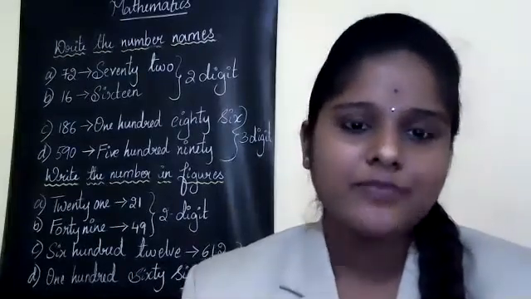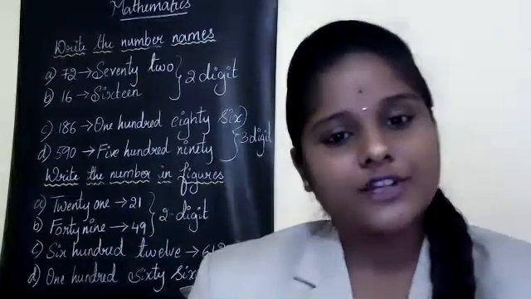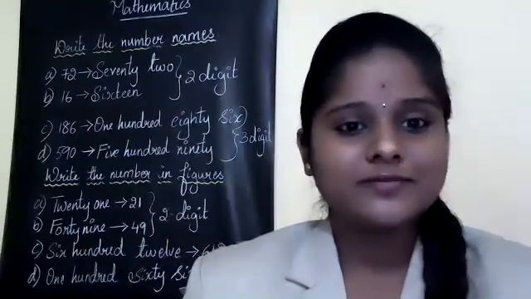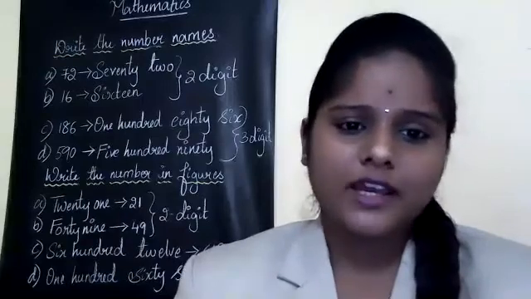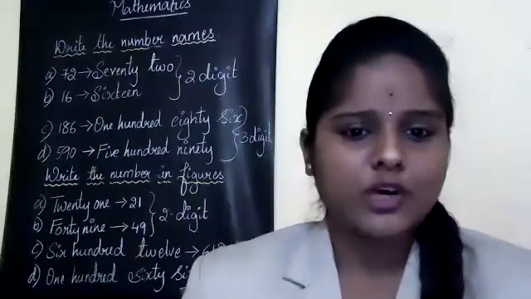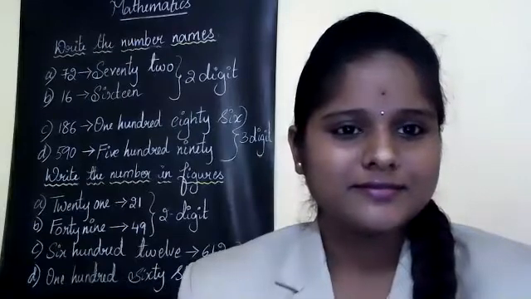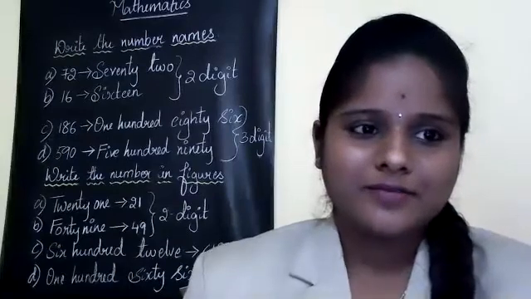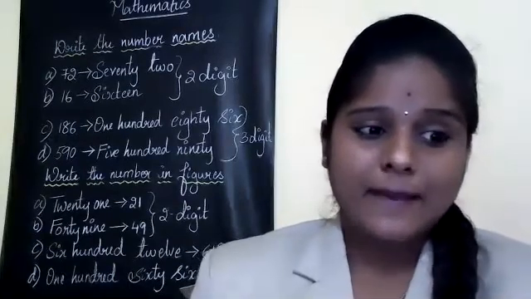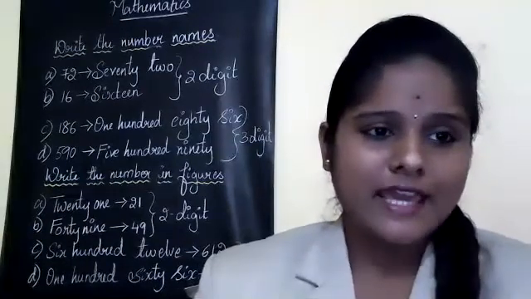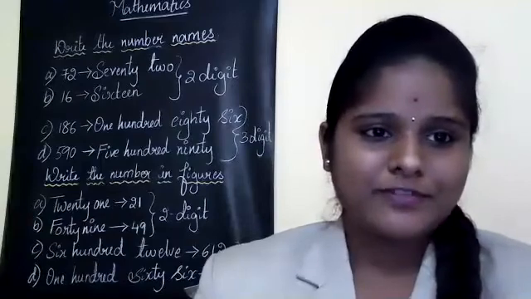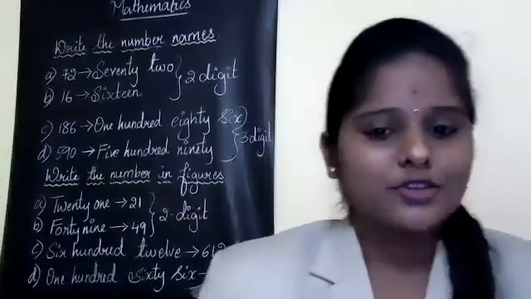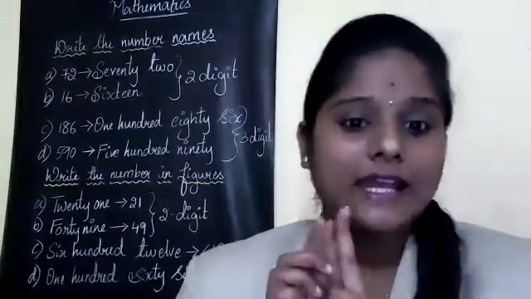H-U-N-D-R-E-D, hundred. Now which are the two numbers that are left out after 500? Tens place and ones place. What is the number present in the tens place and ones place? See the fourth example, 590. Which are the two numbers? 90. Very good. So the left out two numbers are 9 and 0.